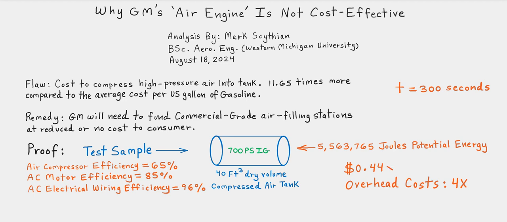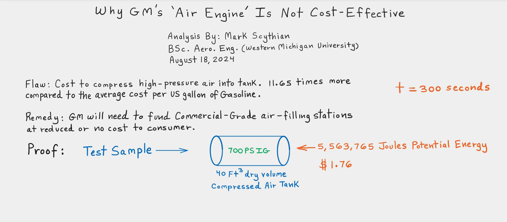It would also have to stay in business and make a profit and pay for all the other expenses like overhead costs, taxes, fees, commercial zoning. So in the real world, that will equate to selling that quantity of AC electrical power in kilowatts at 4 times the cost at a minimum. So it's $1.76 over 5 minutes to at least charge this tank's potential energy.